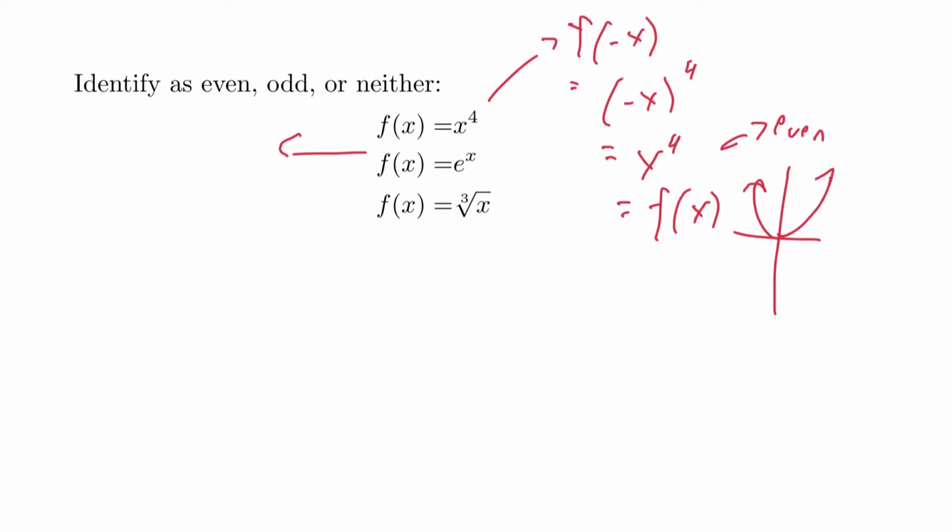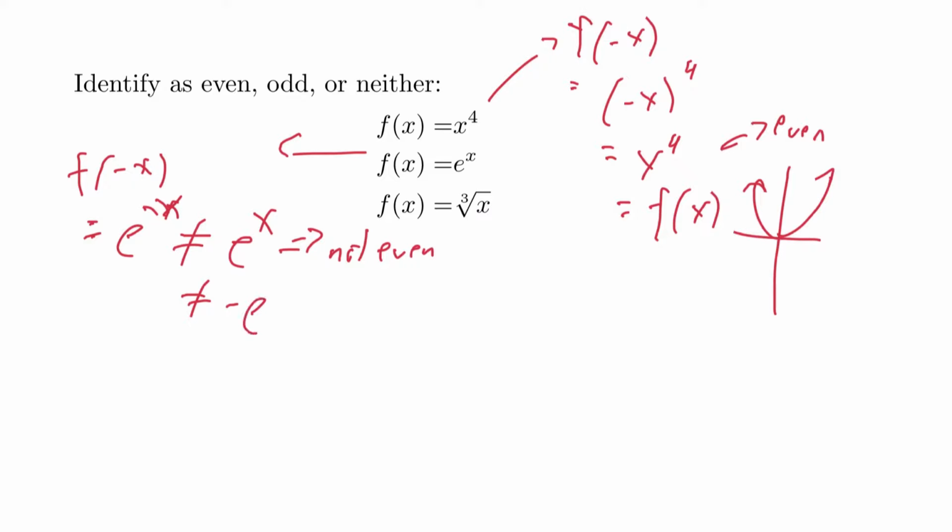Let's look now at f of x equals e to the x. So I'll plug in minus x, and I get e to the minus x, which is not equal to e to the x, so it's not even, and it's also not equal to negative e to the x. So this implies it's not odd. So we conclude that e to the x is neither even nor odd, which makes sense given its plot. This does not have even symmetry, nor does it have odd symmetry.